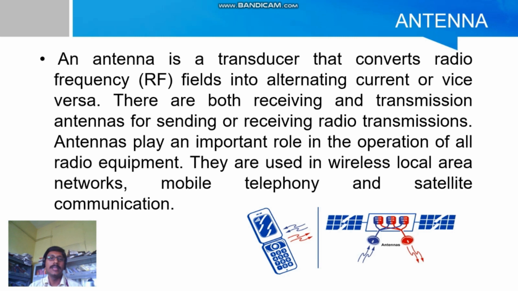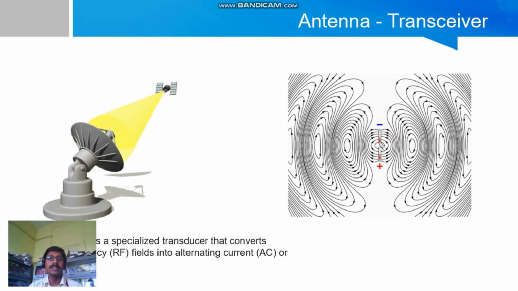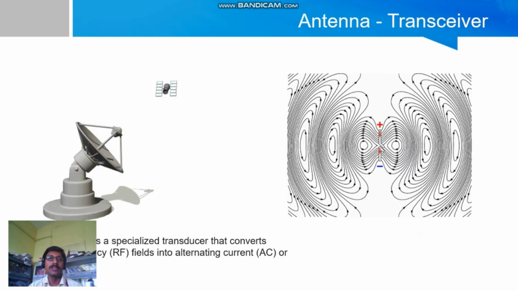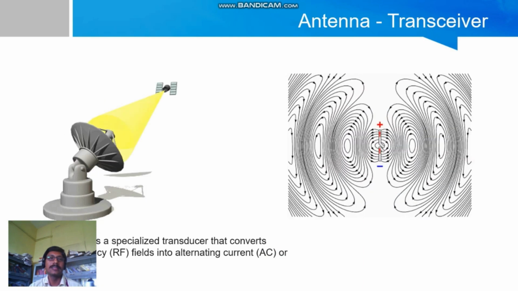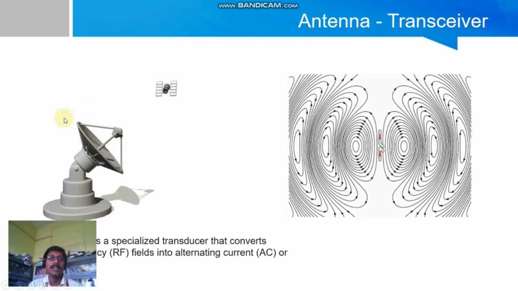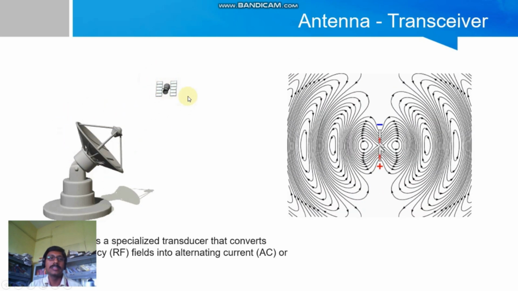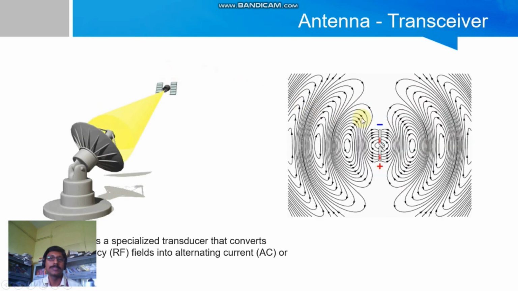It is widely used in the mobile industry, satellite, as well as in wireless technology. This is an animated definition of what is called an antenna. It acts as a transceiver, where you can see a base station dish antenna receiving a signal from the satellite as well as vice versa.